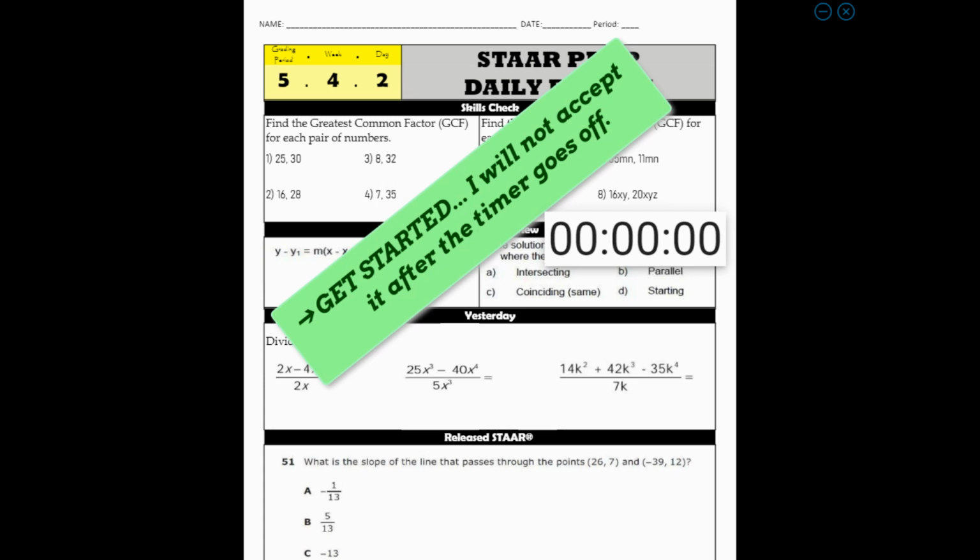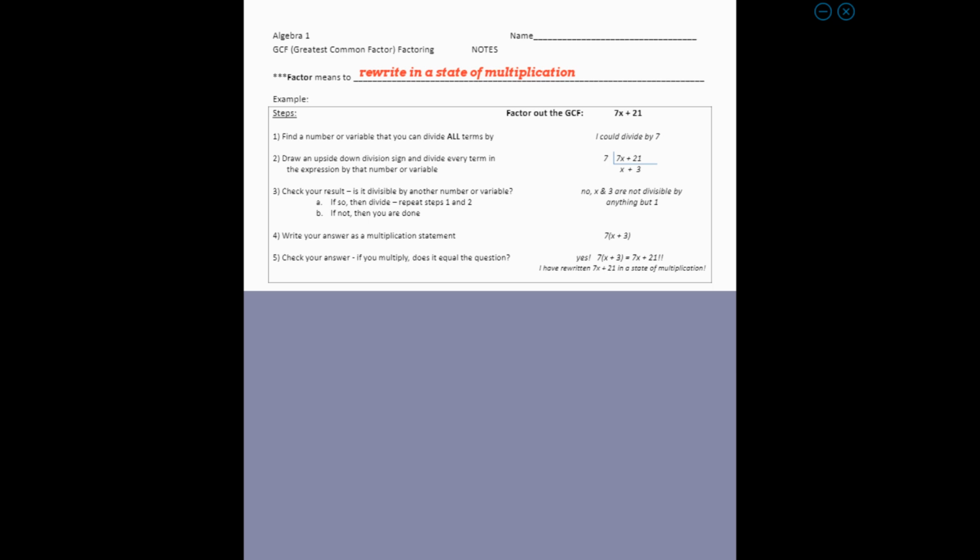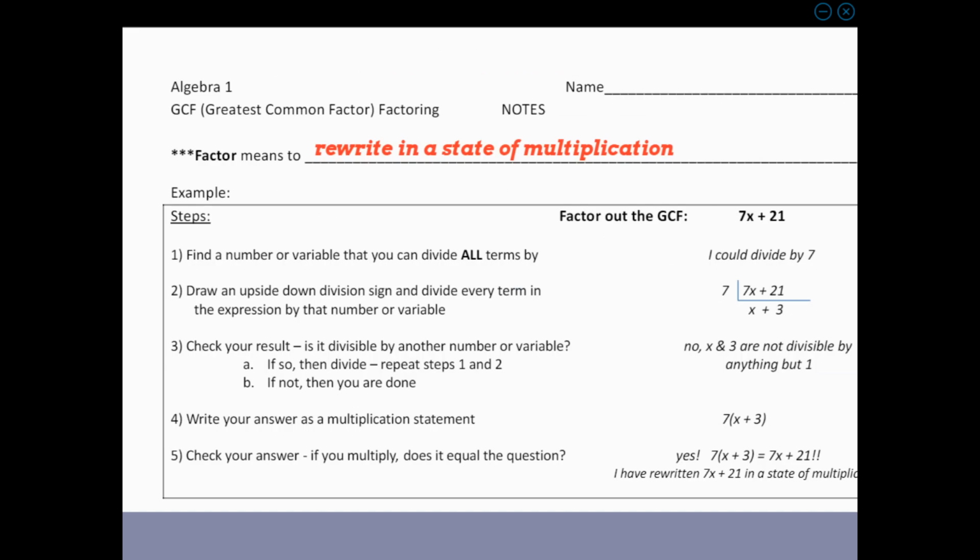Did everybody get the notes? So at the very top of that first page, I cannot read that.